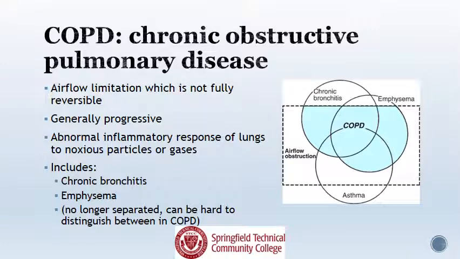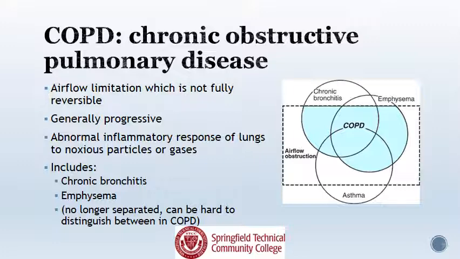So what happens when a patient has COPD? The patients experience a limitation in their airflow, which is not fully reversible. It's generally a progressive disorder. It's related to an abnormal inflammatory process. We're not really sure the exact pathology of how COPD develops, but it's partly because of noxious particles or gases, and we'll talk about that when we talk about smoking.